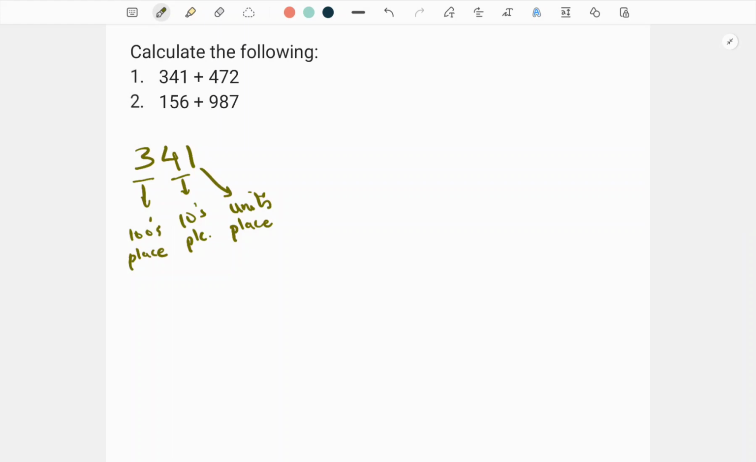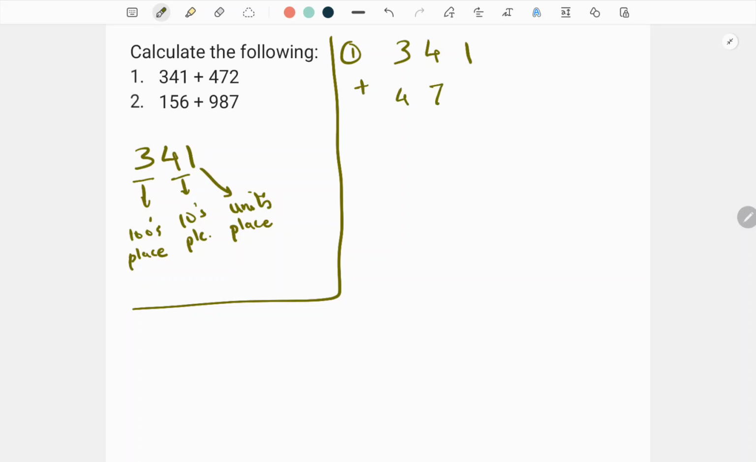So let's go over one of these examples. The first one says 341 plus 472. The way I'm writing these numbers, please pay close attention: I'm writing units place below units place, 4s, that is tens place, below tens place, and hundreds place below hundreds place. This makes the addition much simpler.